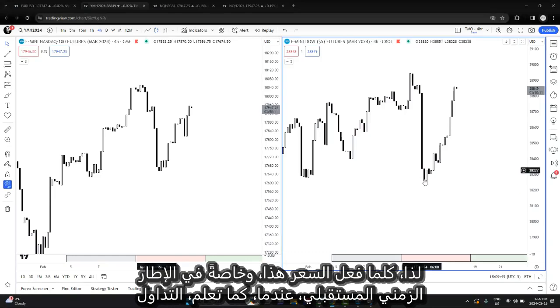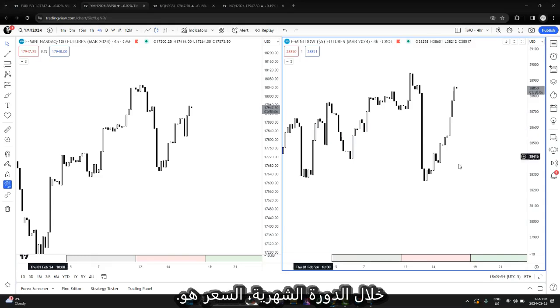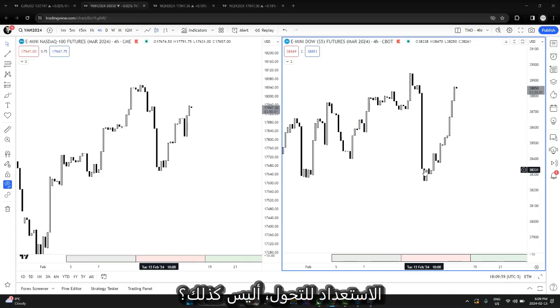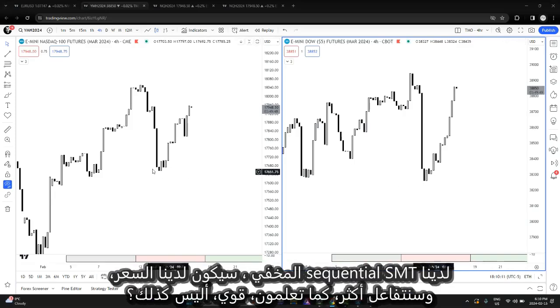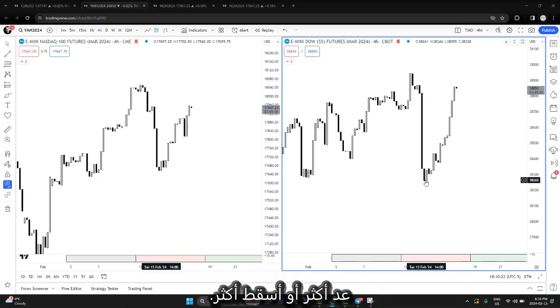So whenever price does this, especially on the 4-hour time frame, when trading during the monthly cycle, price is getting ready to turn, right? You can focus on the wicks, but sometimes whenever we have the hidden sequential SMT, we'll have price react more powerful, right? Pump more or drop more.